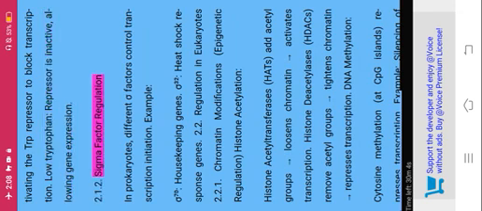2.1.2. Sigma factor regulation. In prokaryotes, different sigma factors control transcription initiation. Example: sigma 70, housekeeping genes. Sigma 32, heat shock response genes.